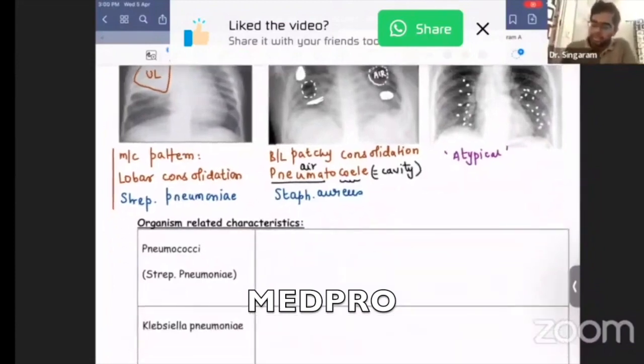Any other name for this? It is also called an interstitial pattern.